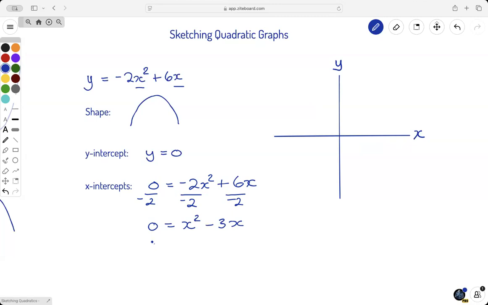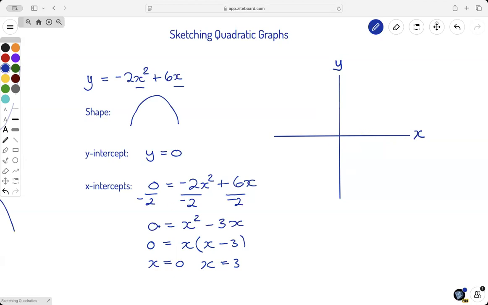So now I can factorise. I'm factorising out the factor of x, and then my roots are x equals 0 and x equals 3, because they are the two numbers that would make this equation equal to 0, that being 0 and that being 0.